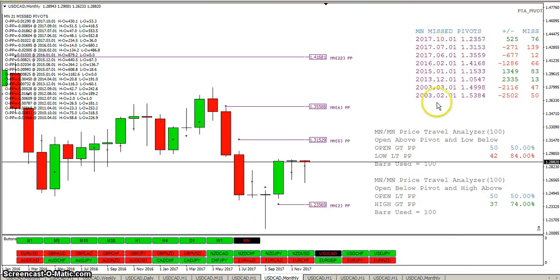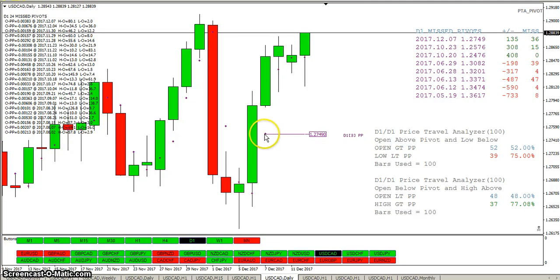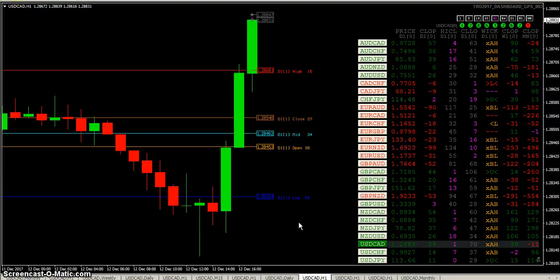And here we go, looking at the missed pivots again. We had it on the monthly. You can stick it back to the daily. And you can see here, boom, boom, boom. And this one's missed. So maybe sometime in the future. But see, this one was missed. Boom, got taken out. Boom. Guy sounds like what's it? John Madden.